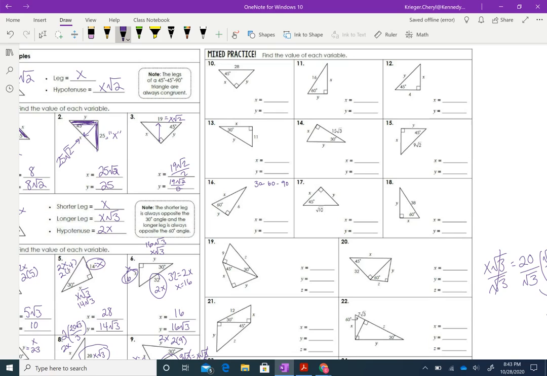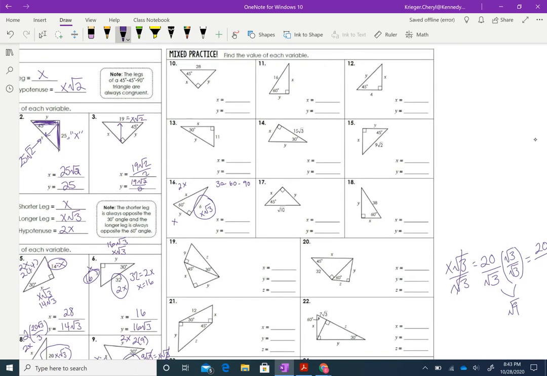A 30, 60, 90 is x, x root 3, and 2x. And I really recommend labeling them just so you can figure out what to do. The side that they give us is our longer leg, which is 6. So we set 6 equal to x root 3. x square root of 3 equals 6. We divide both sides by square root of 3. Multiply by 1 in the form of root 3 over root 3.